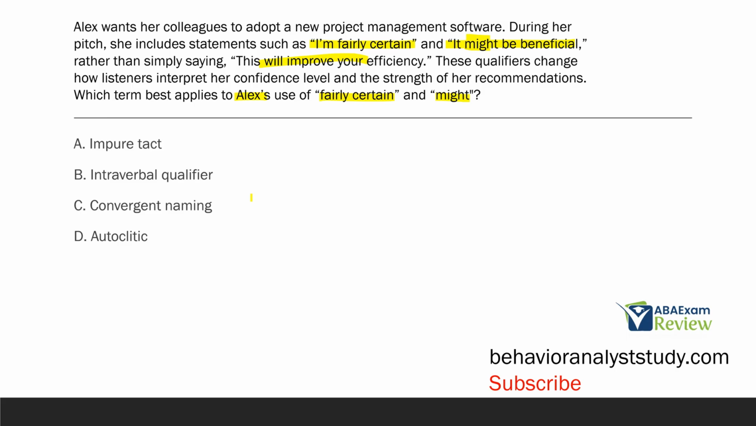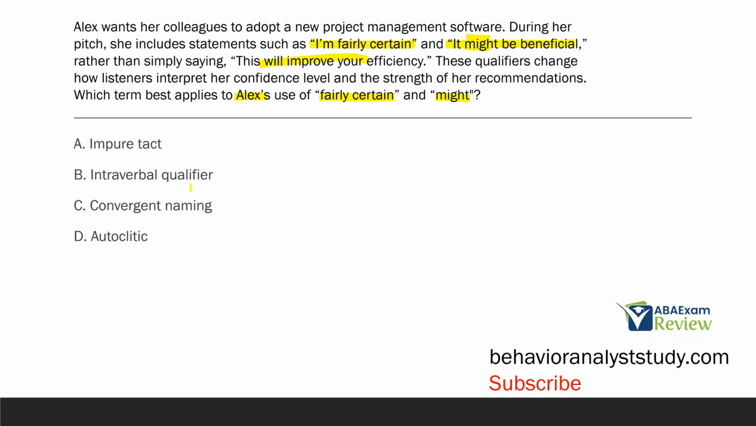B, an interverbal qualifier. Well, if you're fluent, you know an interverbal qualifier is not part of our list of terms. So B should not be an answer. C is the same thing, convergent naming. One reason fluency is so important is when you get these out of left field answer choices, you know through your practice and your study that you shouldn't even consider B or C.